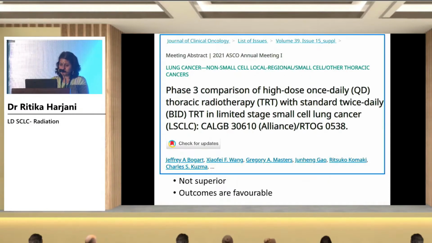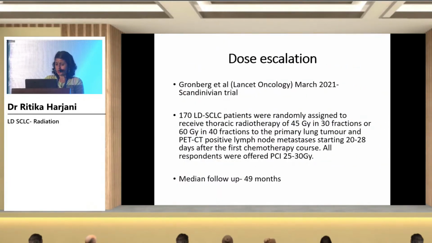Then we did not stop here. There are trials to increase the dose in the OD arm and the BD arm. This is one of the trials. The abstract was recently presented at the ASCO 2021 meeting, of having a higher dose to 70 gray. Again, that did not prove to be superior to 45 grays BD, but the outcomes were favorable. We come down to the same thing, that it was a superiority trial, but did not prove superior.